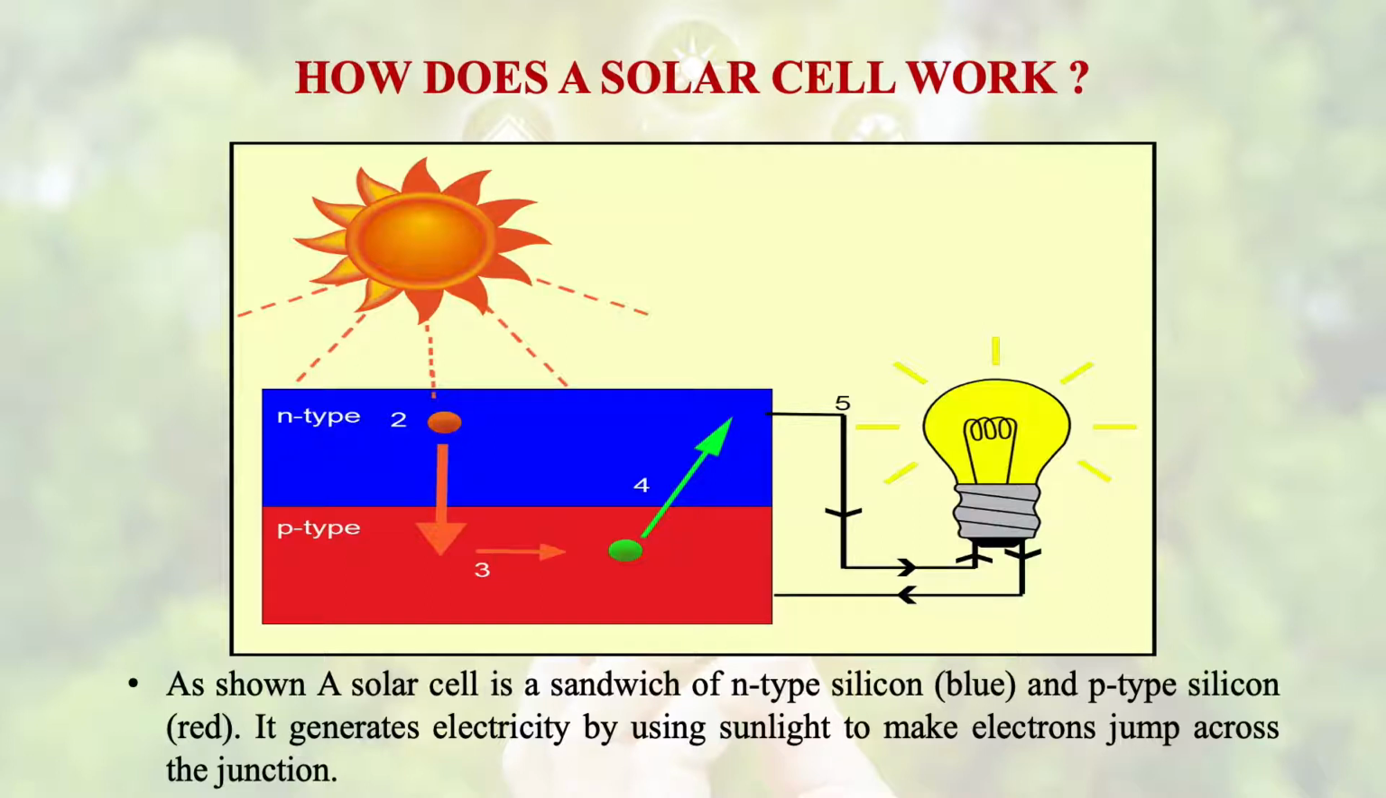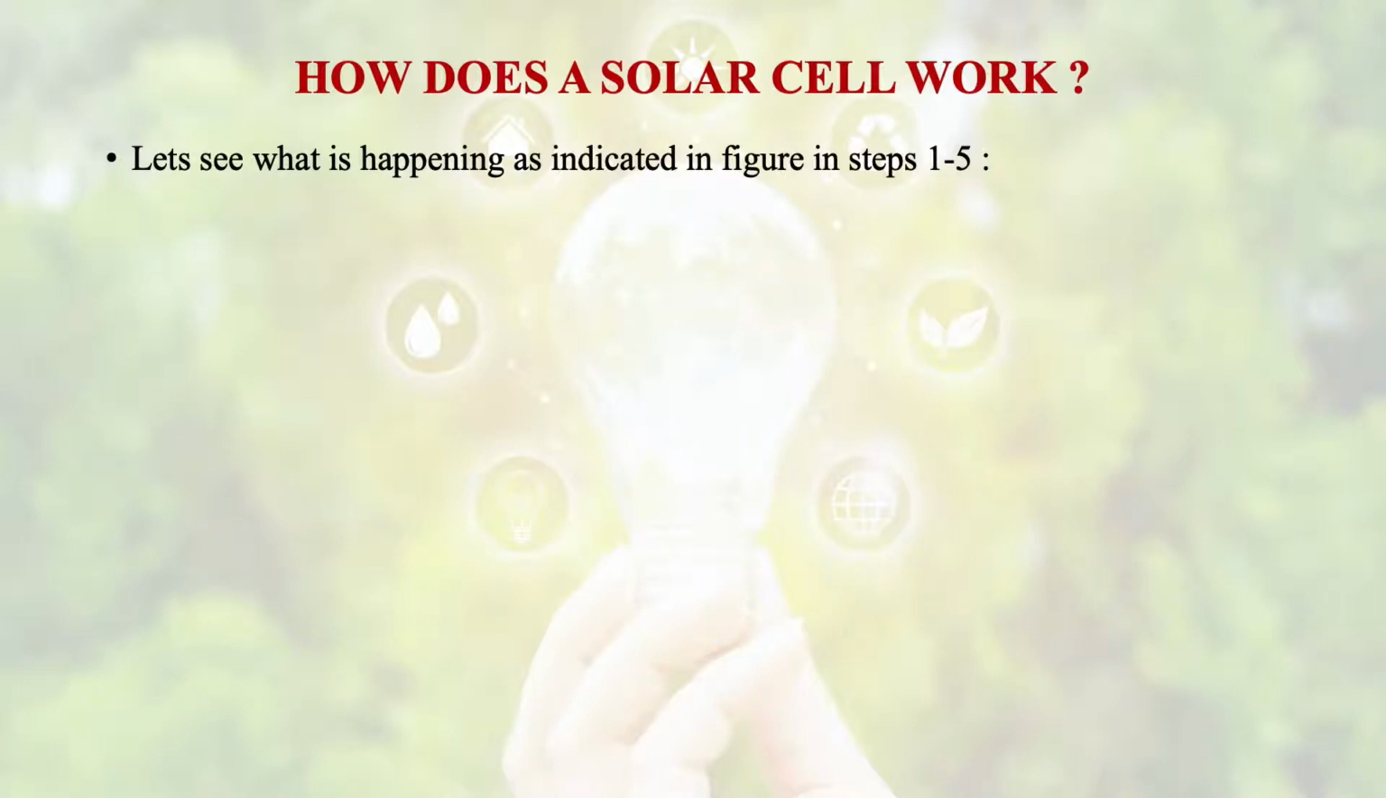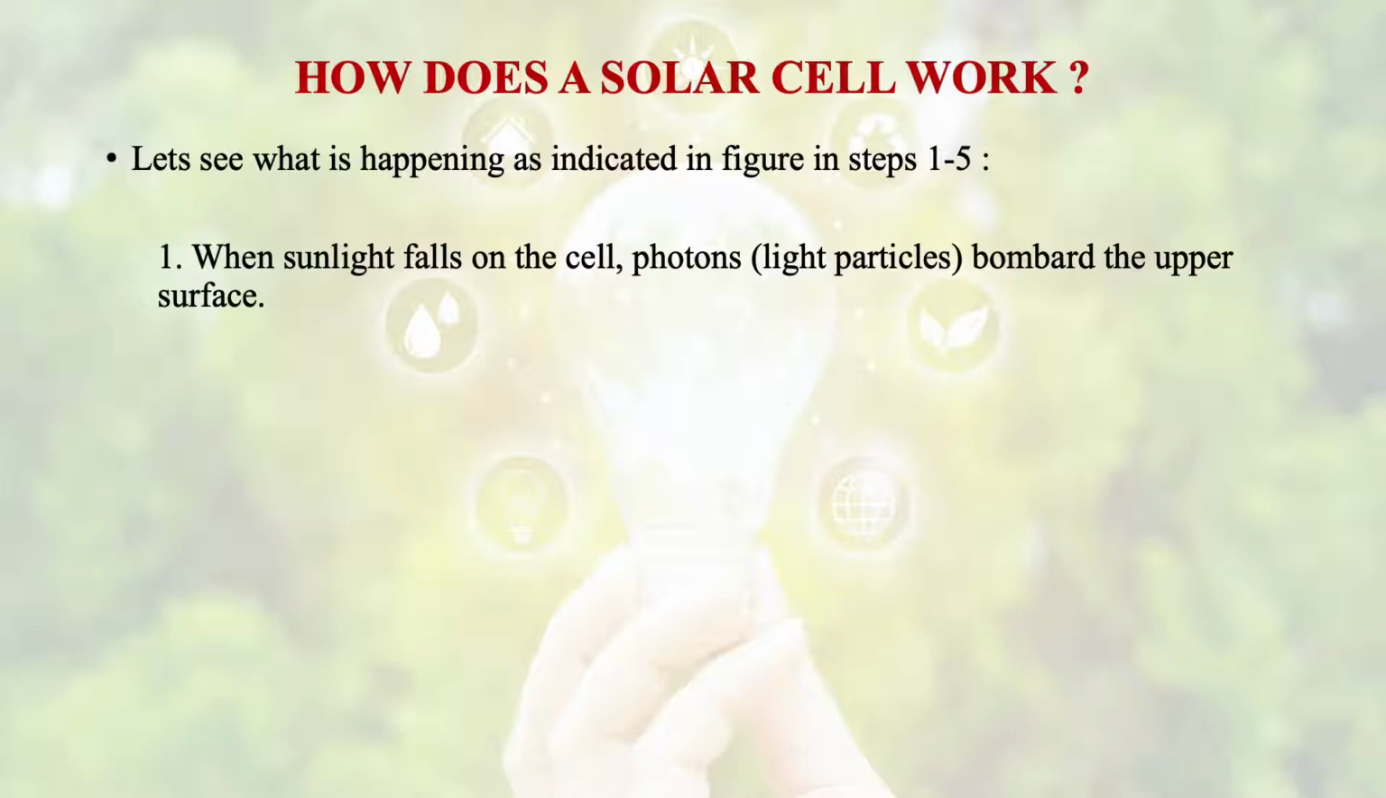By this action, we can get the current, or we can make the flow of electrons to the external circuit. Here you can see the various steps 1, 2, 3, 4, 5, just to understand the concept of the solar cell working. So what is happening here? Let's see what is happening as indicated in the figure, steps 1 to 5. One, when sunlight falls on the cell, photons, which are called light particles, bombard the upper surface.